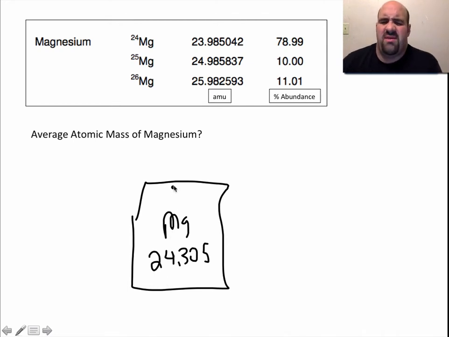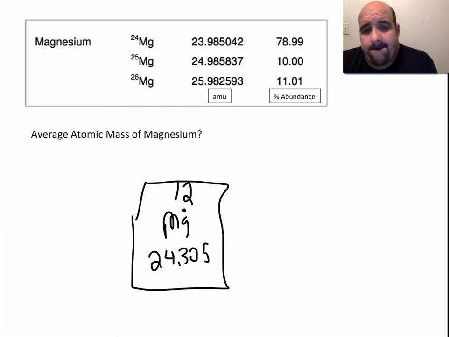And magnesium should have 12 protons, if I remember correctly. Hopefully I do. So that is magnesium. That's how we do percent abundance. Hopefully that helps, Mr. Sapone.